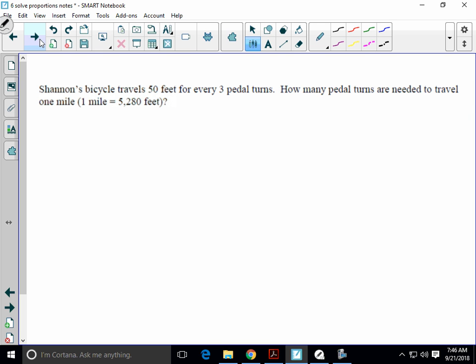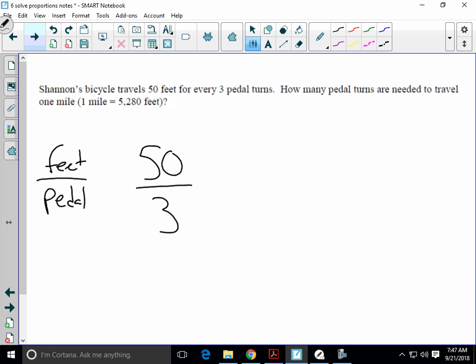Okay, let's do another word problem. The bicycle travels 50 feet for every 3 pedals. So we have feet and pedal turns. Okay, so 50 feet for every 3 pedal turns. How many pedal turns are needed to travel 1 mile? Okay, well, we're given feet, so we have to use this number, not the 1 mile number. Okay, so feet, I'm going to put in my numerator 5,280, and this bottom is my unknown.